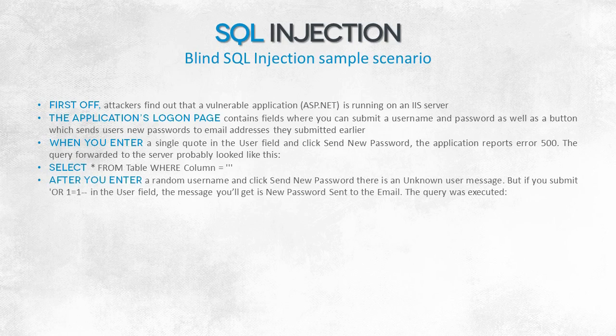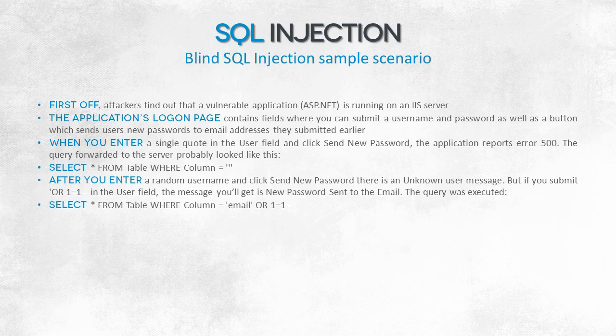When trying to submit a different username, the attackers clicked Send. This prompted a different error message. This was no longer error 500. Instead, the unknown user error message would be displayed. If a true expression was entered into a user field, like OR 1 equals 1, an interesting message would be prompted. A new password has been sent.